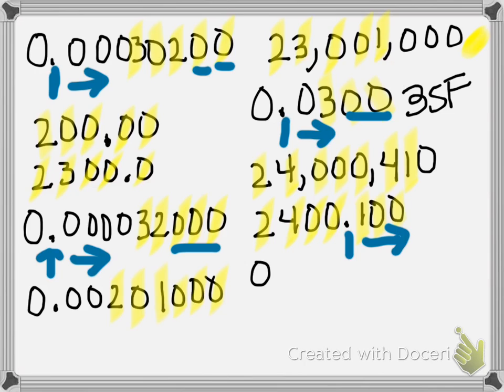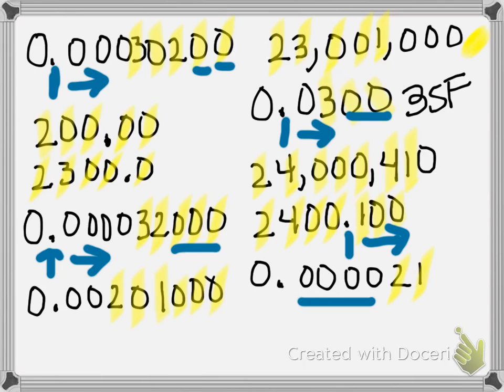Finally, letter F. The 2 and the 1 are significant here. None of these zeros are significant because they're just placeholders. So letter F only has 2 significant figures.